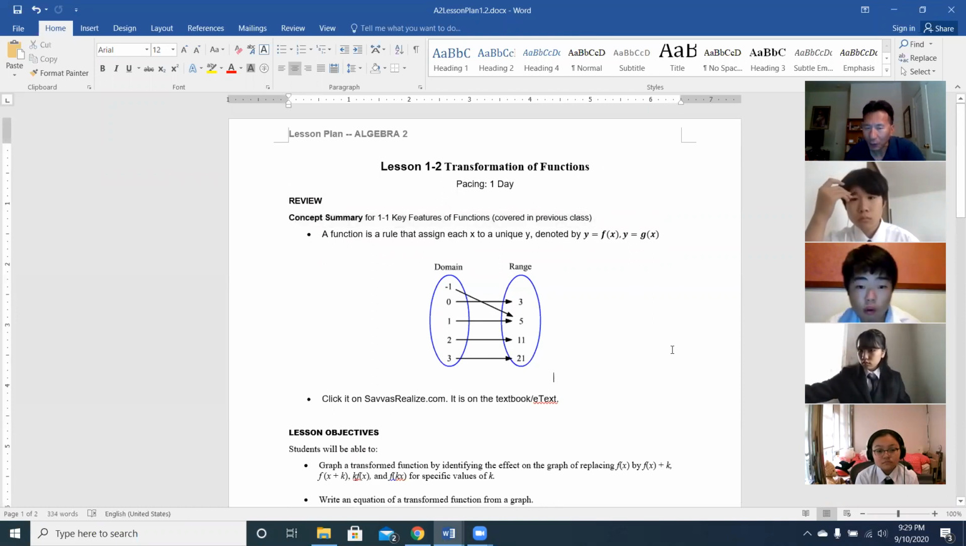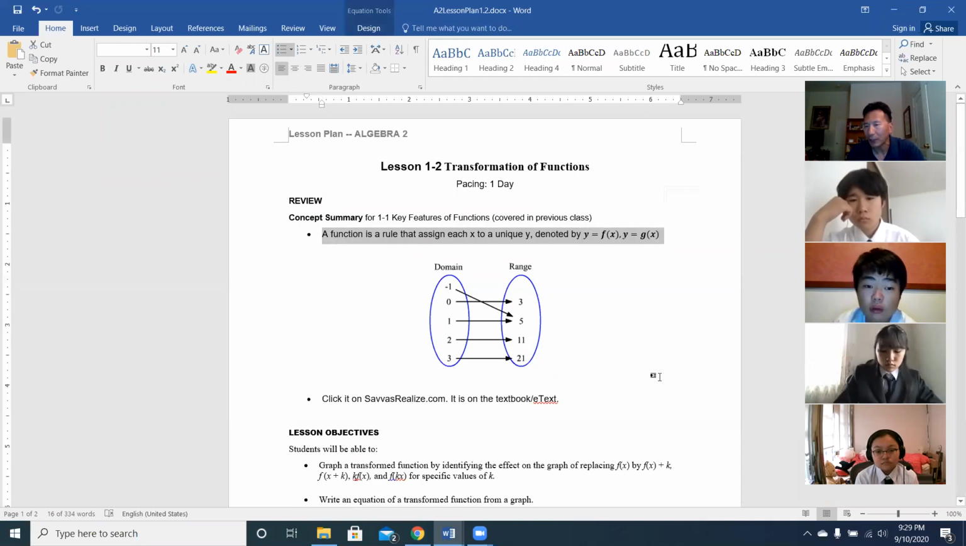First, let's look at what a function is. A function is a rule that assigns each x to a unique y. For functions we use the notation y equals f(x) or y equals g(x). That's the first part: a function is a rule that assigns each x to a unique y.